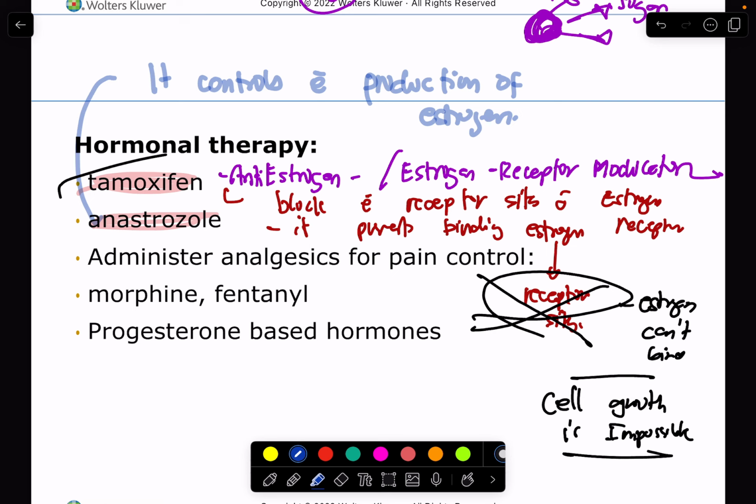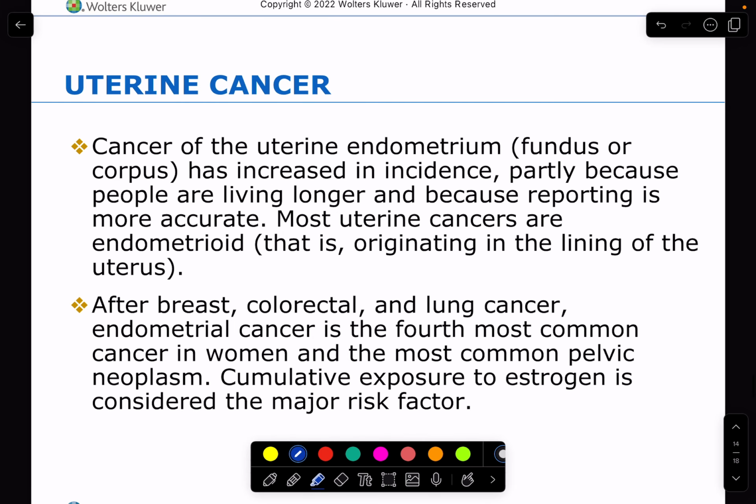Okay? Administer analgesics like morphine and fentanyl. So we have already discussed the nursing protocol if you're about to give morphine. Okay? So uterine cancer naman tayo. Okay? So in uterine cancer naman, this is where we are focused in the uterus, no?